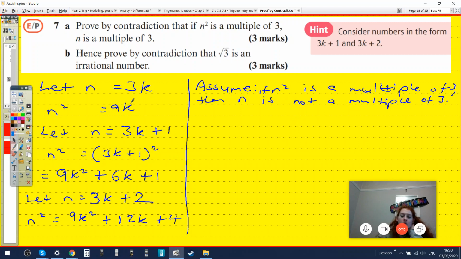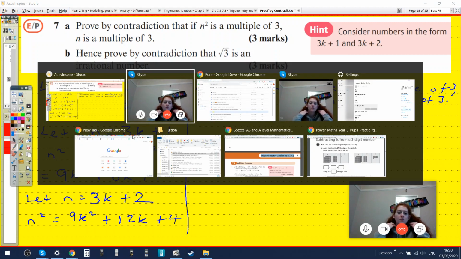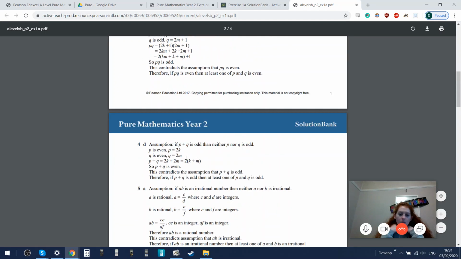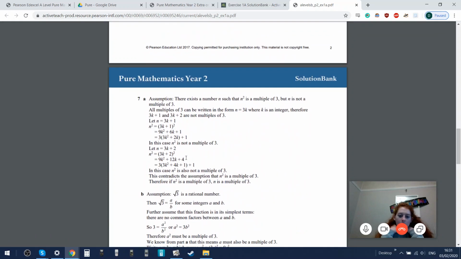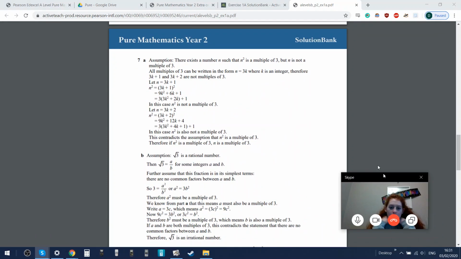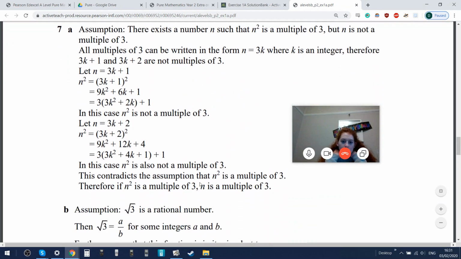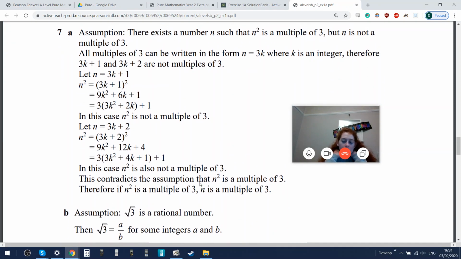So this one shows that if one is not, the other is not. Okay, assumption. Yes, so our assumption is: there exists a number n such that n squared is a multiple of 3, but n is not a multiple of 3.